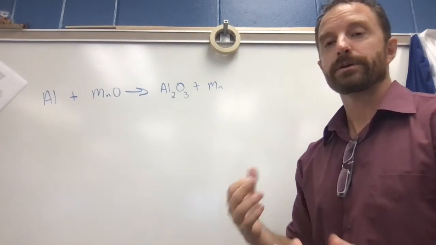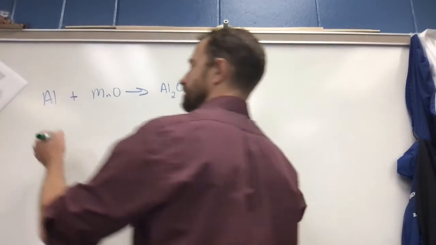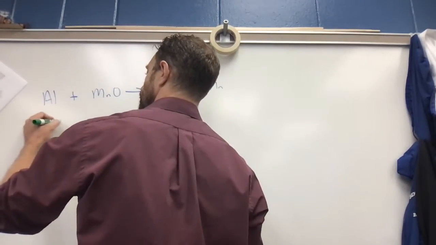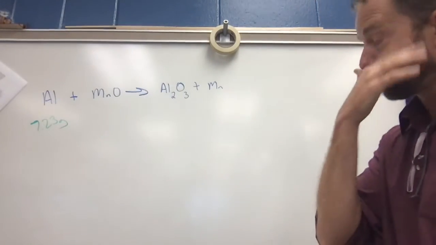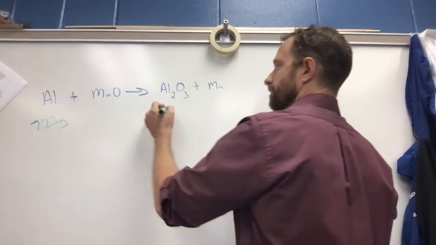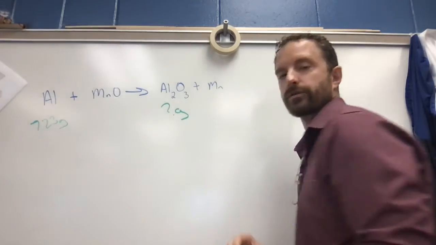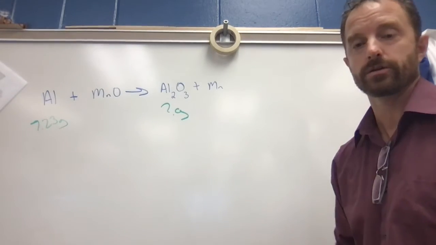But let's pretend that the question you were given by your evil chemistry teacher is 7.23 grams of aluminum, and we want to know what's the theoretical yield of aluminum oxide. A theoretical yield is how much we should make. So that's just your standard stoichiometry problem.